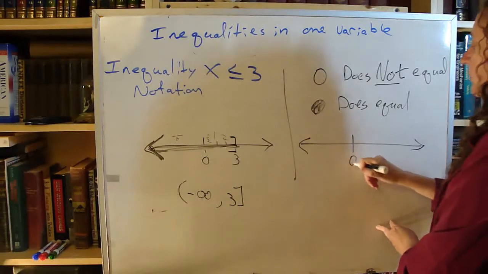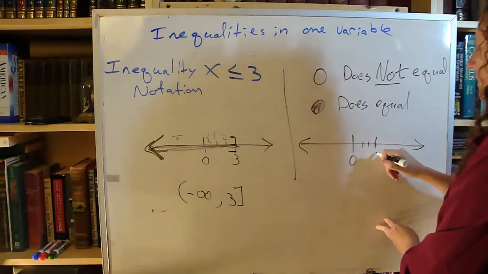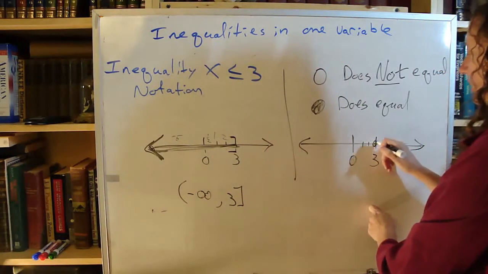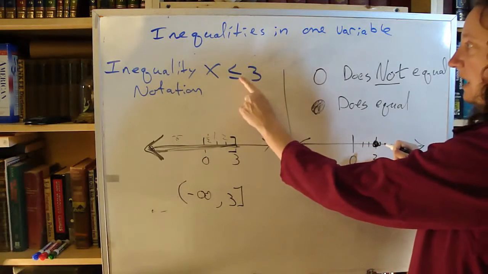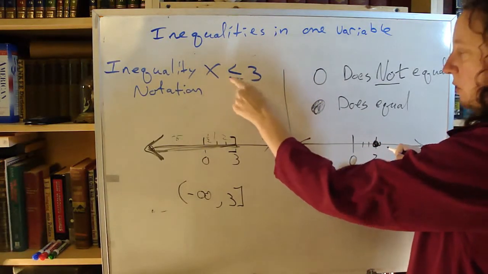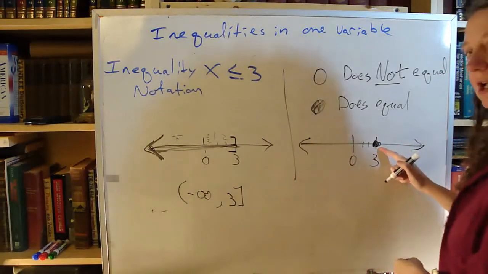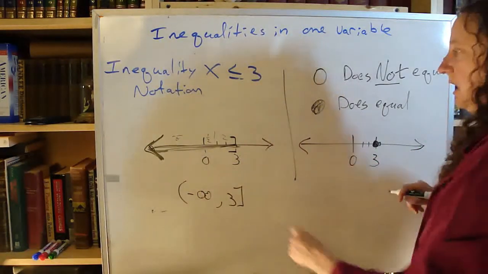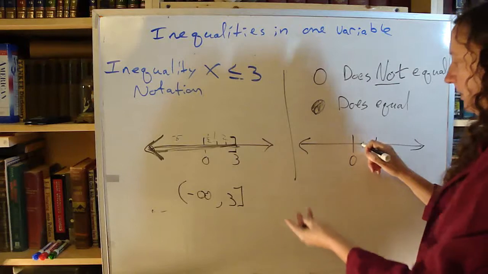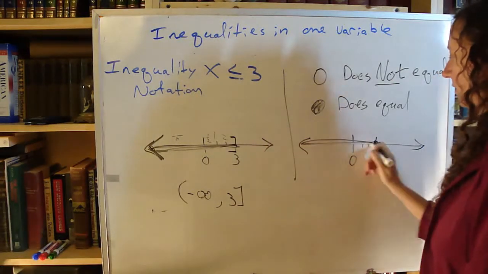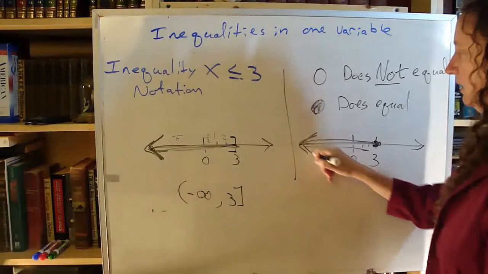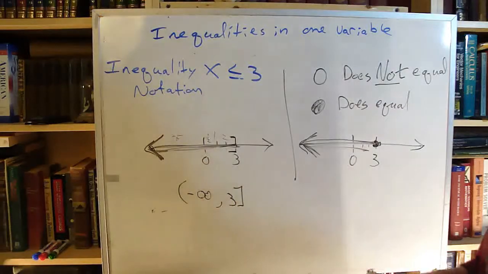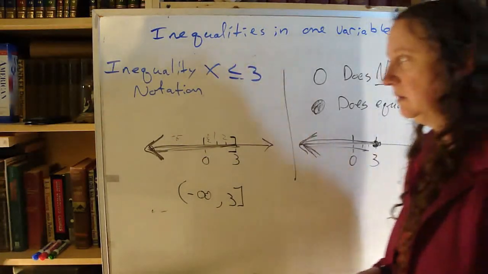So again, I have my 0 somewhere on there. I have my 3 on there. I want to put my 3 down here, and because it says it can equal, it has that little extra bar there, I'm putting a filled in dot there. X is going to be less than that, just like I did over here. So it can be 2, it can be 1, it can be anything that's less than that. So I have my number line going out in that direction. So that is how you would graph an inequality.